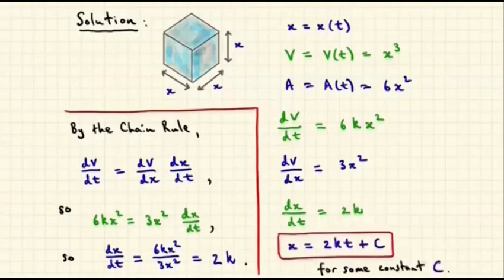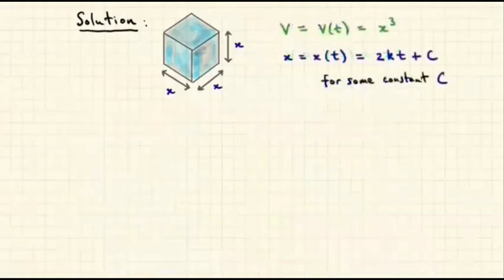The slope is 2k, so x must have the form x equals 2kt plus c for some constant c. This is an important step, going backwards from a derivative to a function. It's a fact, and a part of a more general theory that we'll explore later when we come to integration, that if the derivative is constant, then the function that it comes from must also be a linear function.